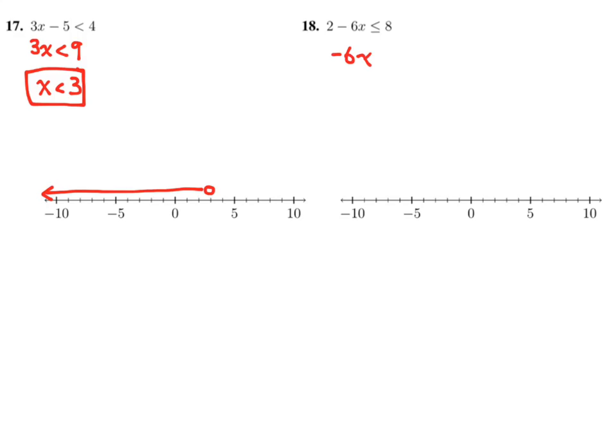Now, number 18. You end up solving it. You get x is greater than or equal to negative 1. Boom. Because of the equal sign, it's a closed dot. And negative 1. And then headed uphill. You got happiness involved here. Okay. Let's look at number 19.